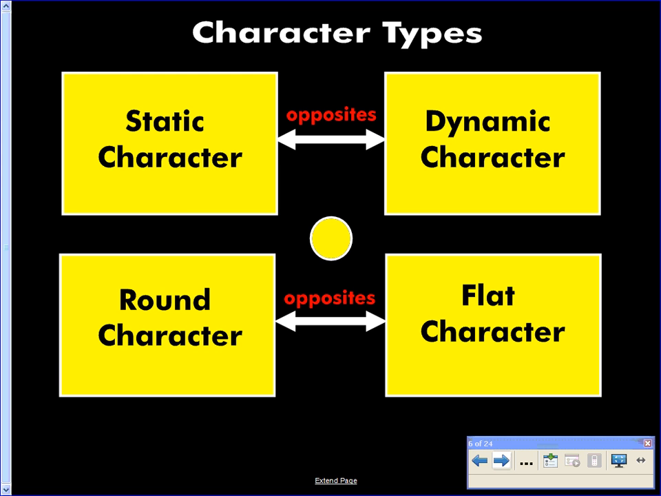Every character in literature can be described using one of these four terms. And if you're describing somebody as flat, they by definition cannot be round. If you're describing them as dynamic, by definition, they cannot be static. So remember, those are opposites. Those are antonyms.